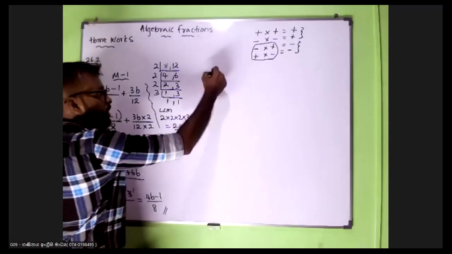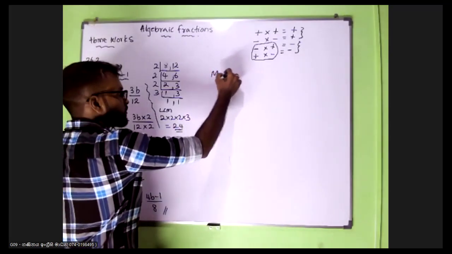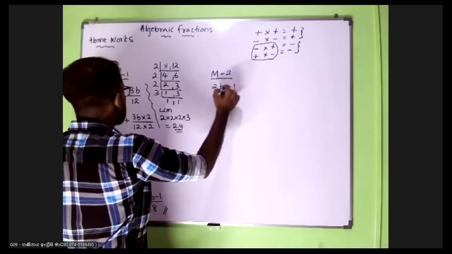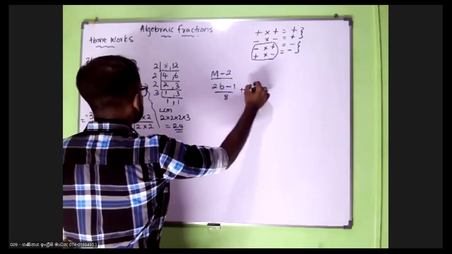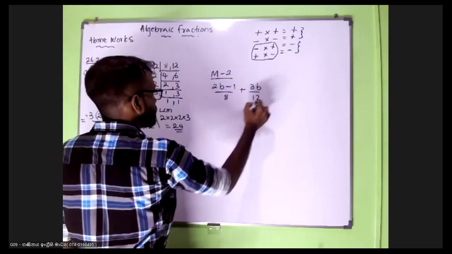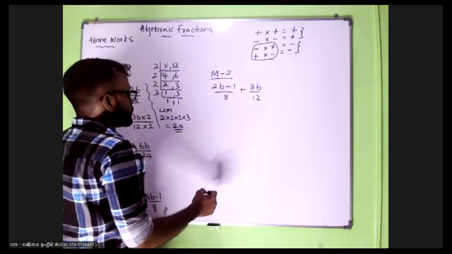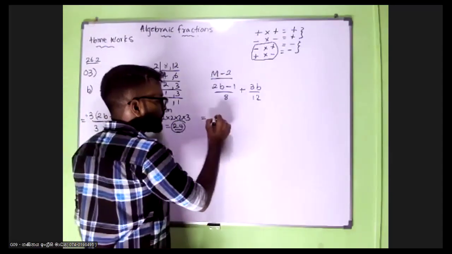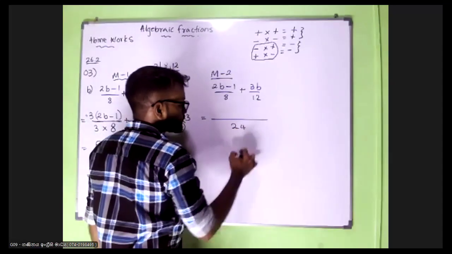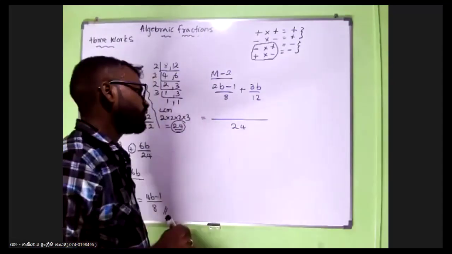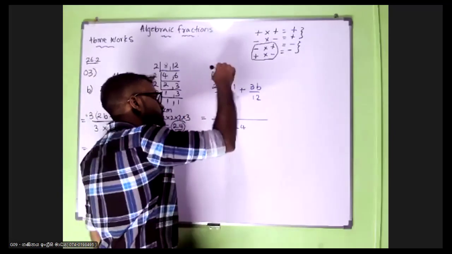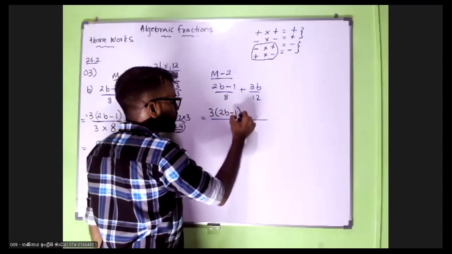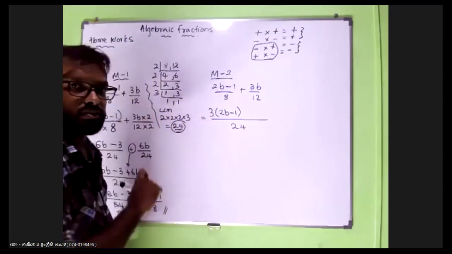Now I will do it using method 2. I will rewrite the question: 2b minus 1 divided by 8 plus 3b divided by 12. I have found my common denominator, which is 24. Equal mark, 24. How many 8s are there in 24? 3. 3 times the numerator. This is an expression so I have written it like this.